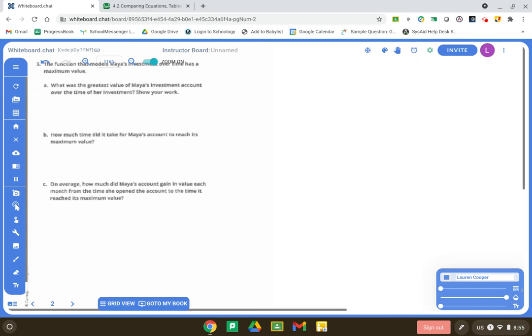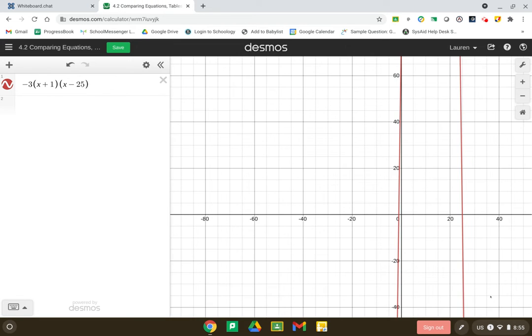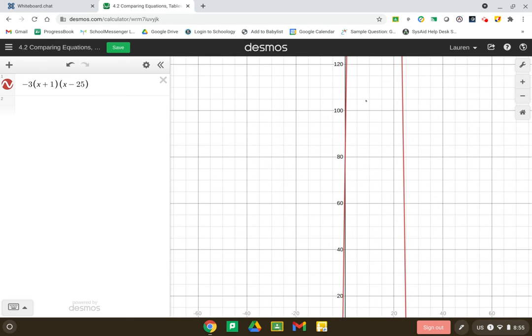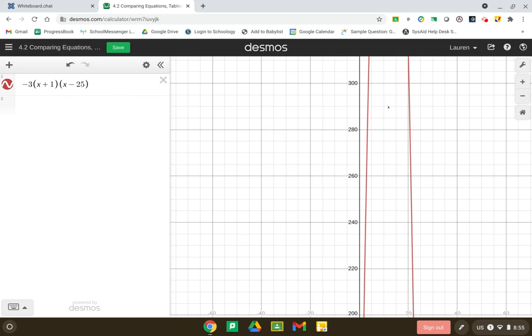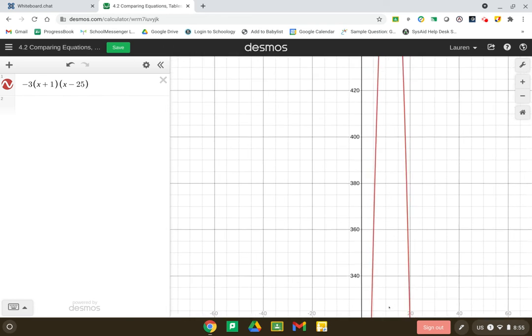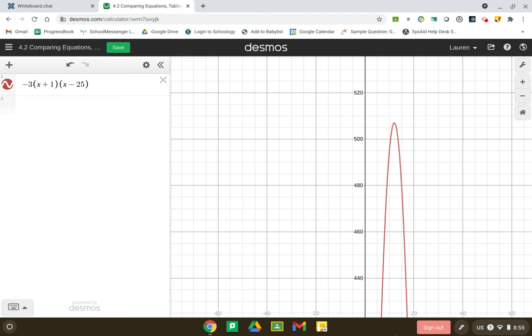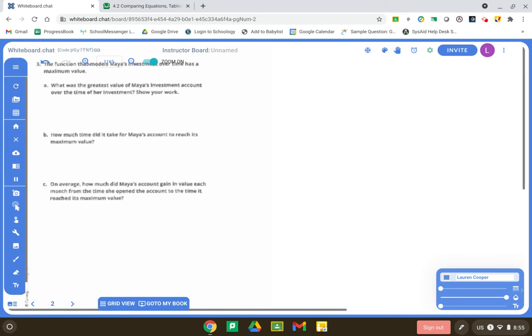What was the greatest value of Maya's investment over time? So here we just want the maximum. So if we look in Desmos and we scroll to find our maximum, which again would be nice if I changed my values appropriately. Okay, so we're going to look up here. We're going to see, and our maximum is 12, 507.